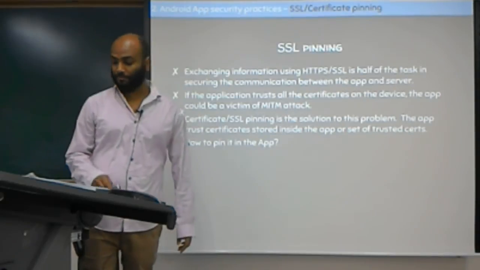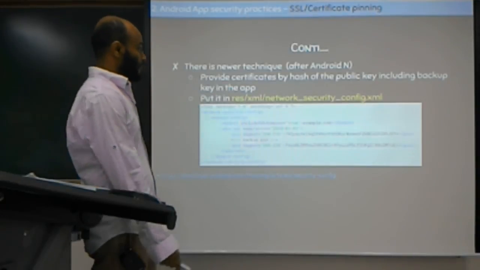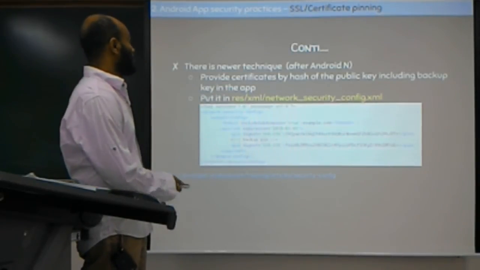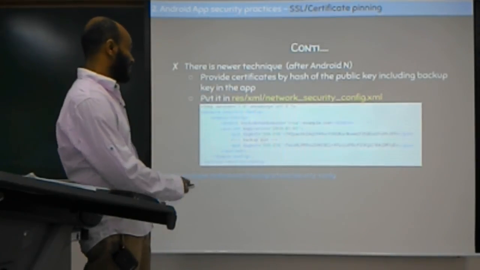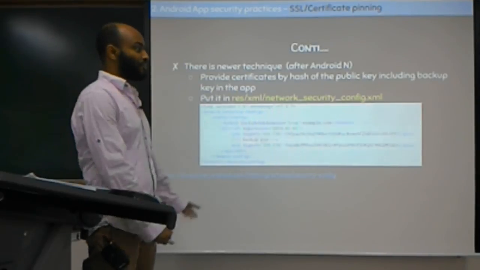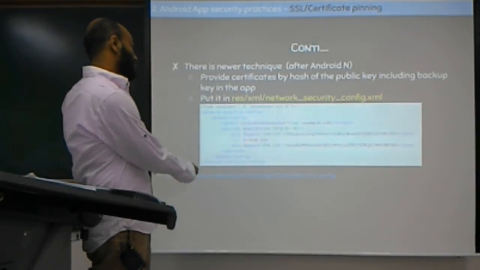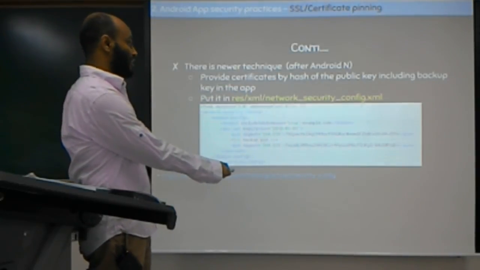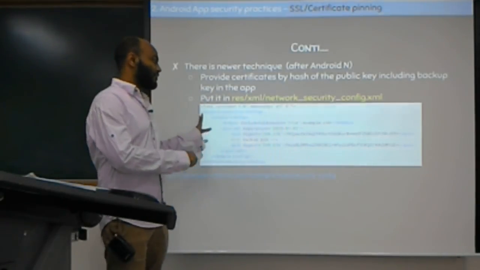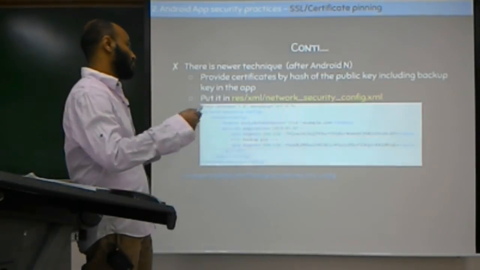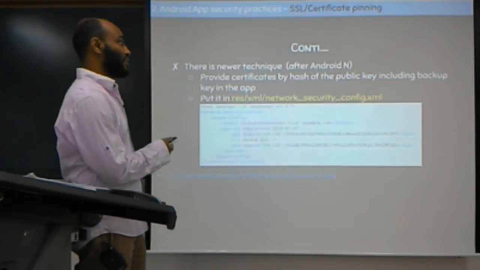So how can we pin it? After Android N, there is a newer technique: you can provide your own hash or public keys, including backup keys, in the applications. There are network security config XMLs in the resources of the applications. Then you can pin your SHA-256 public key hash in it. Then whenever there is another hash or another certificate, the application will not communicate or will kill itself. So this is the first one, after Android N.